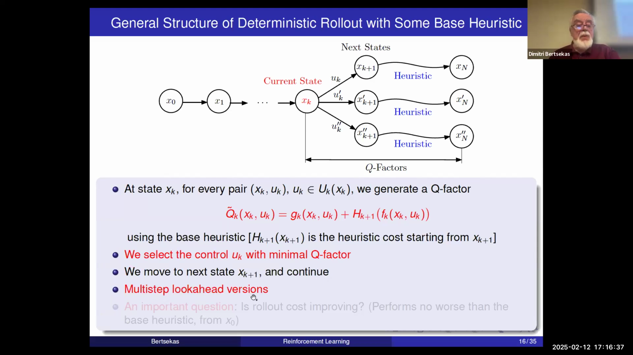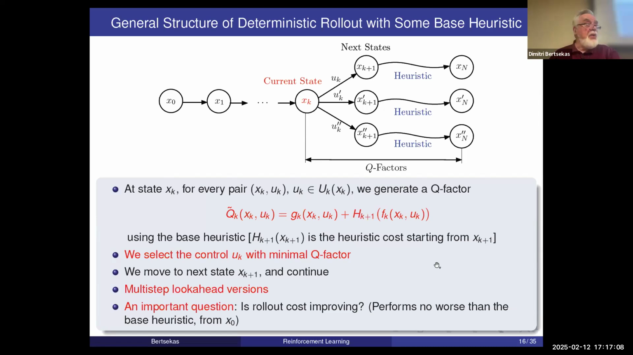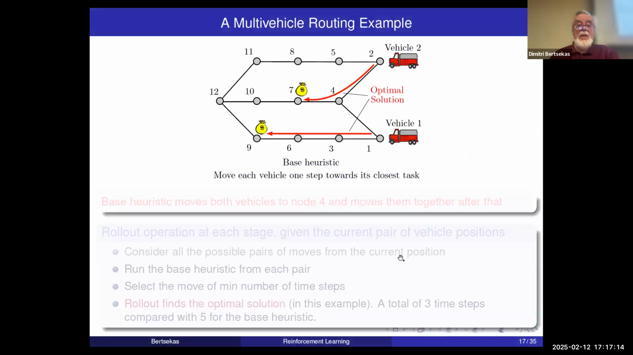There are also multi-step look-ahead versions that we have discussed, although I don't think we have given a homework on it. And there's an important question here. Is rollout cost improving? Does the rollout algorithm perform better than the base heuristic that you started with? That's an important question. It's not automatic that rollout is improving. On the other hand, we're going to give now conditions under which it does have this cost improvement property. But first, let's give a couple of examples.